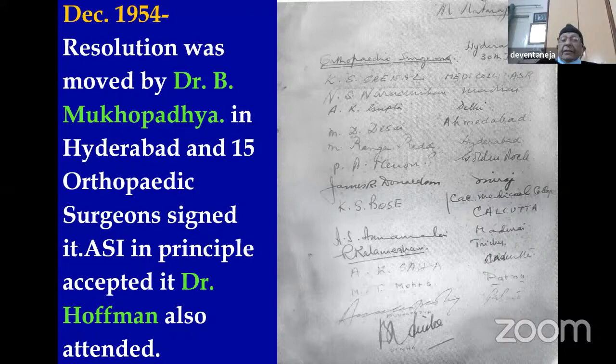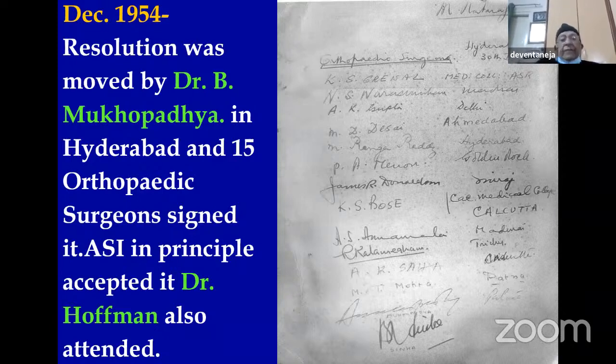M.T. Mehta was at that time, in 1954, doing MS orthopedics under Dr. Mukhopadhaya, and from Patna he went to Hyderabad. He also became one of the signatories. Dr. Mukhopadhaya's name is there, and Dr. B.N. Sinha's name is there. So these were the 15 people you can call the founders of the Indian Orthopaedic Association.